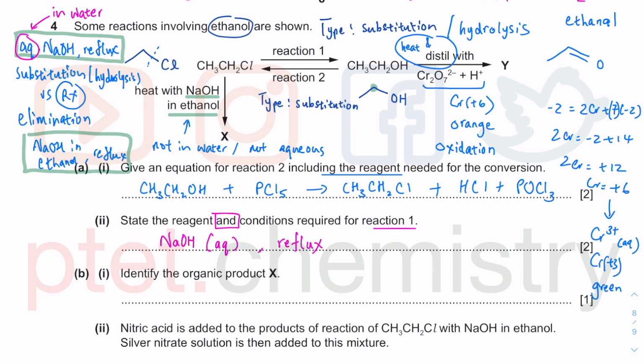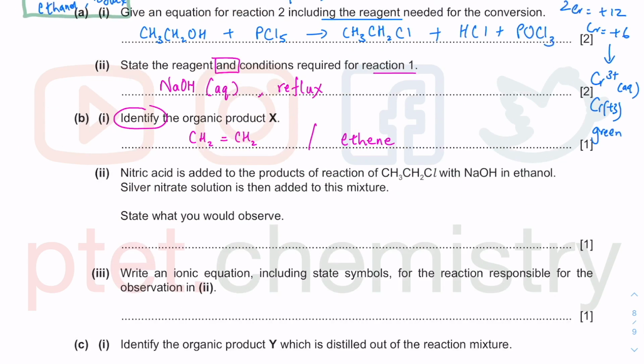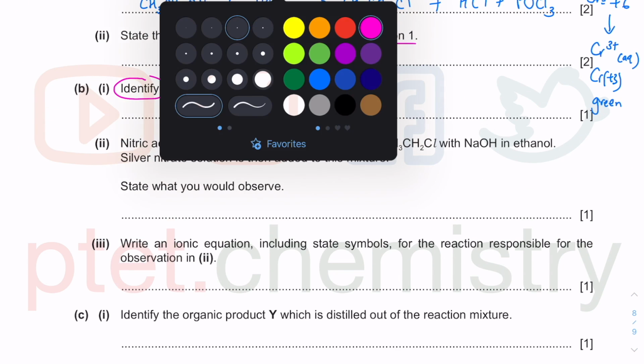Identify the organic product X. So this is elimination. Elimination is going to remove the hydrogen from the adjacent carbon, from the carbon next to the carbon with the chlorine. So what you're going to get will be an alkene plus HCl. So your alkene is just ethene. They say identify, they don't say formula, they don't say name. I could give the formula, CH2=CH2, structural formula. I could give ethene. The question didn't specify which one, so you could get away with either of these two.